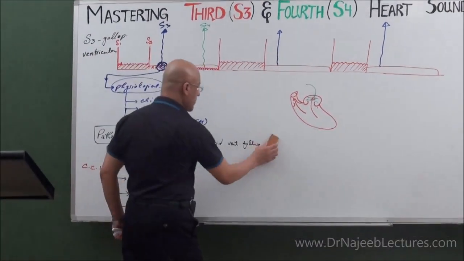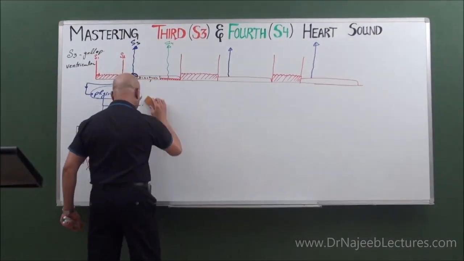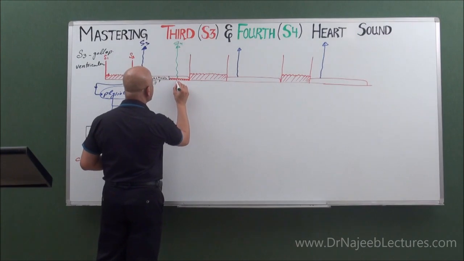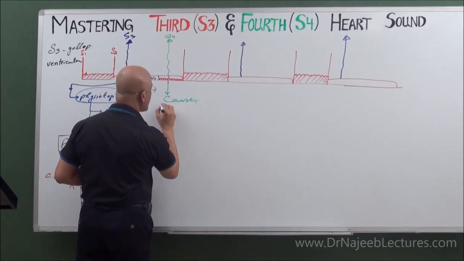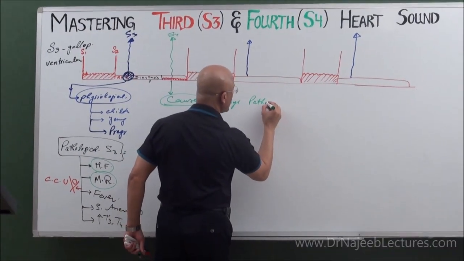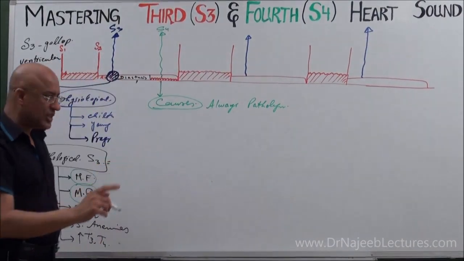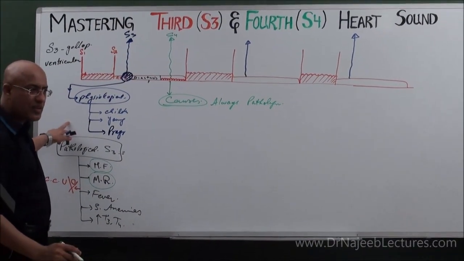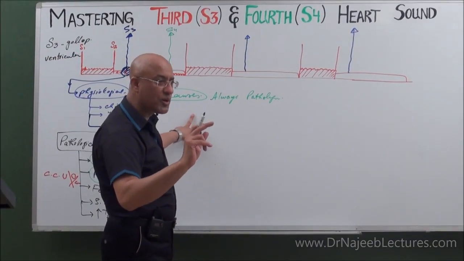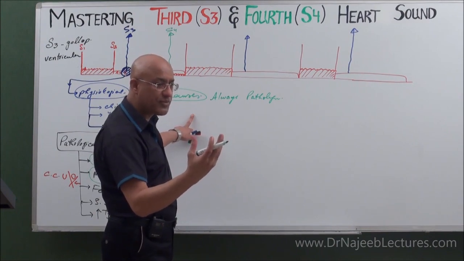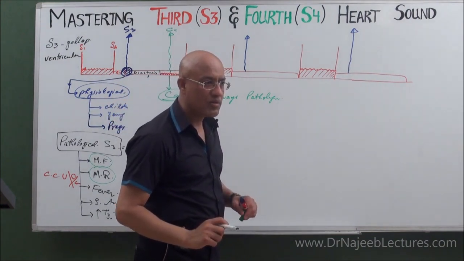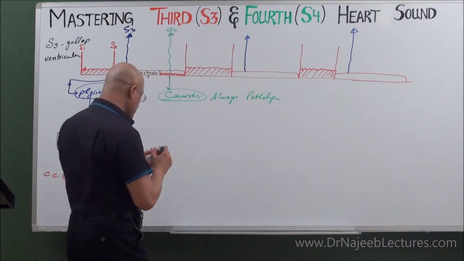What could be the causes of S4? As I told you, whenever you hear S4, it should be regarded as pathological. Always pathological. You are given the liberty to enjoy S3 in young age, but S4 is not welcome. Right? Why? S4 will be there only when the left ventricle is stiffened. It fails to relax properly, and the atria are straining to fill the last part of the ventricle with blood. Clear?